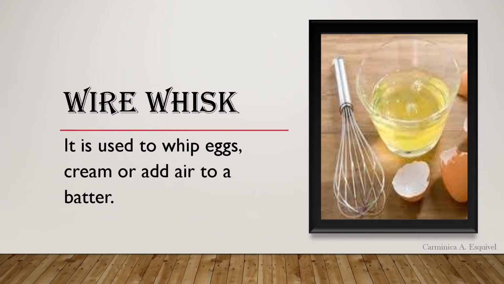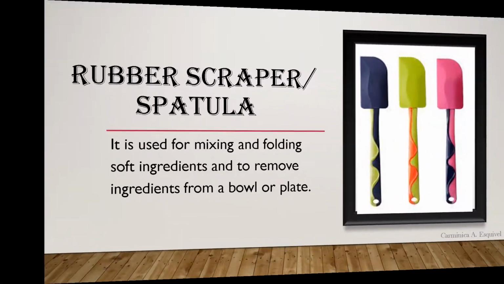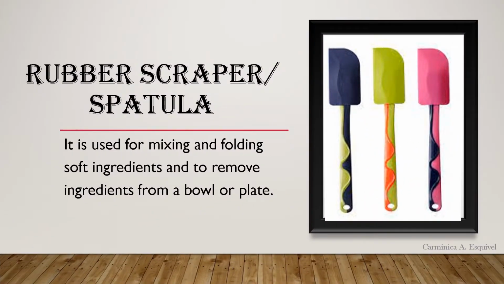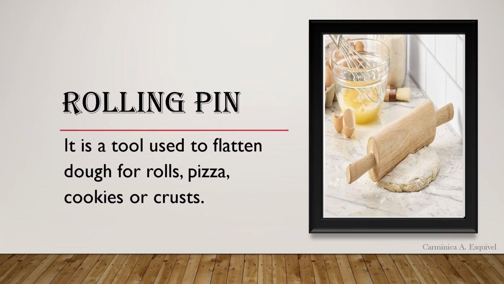Wire whisk. It is used to whip eggs, cream, or add air to a butter. Rubber scraper or spatula. It is used for mixing and folding soft ingredients and to remove ingredients from a bowl or plate. Rolling pin. It is a tool used to flatten dough for rolls, pizza, cookies, or crust.